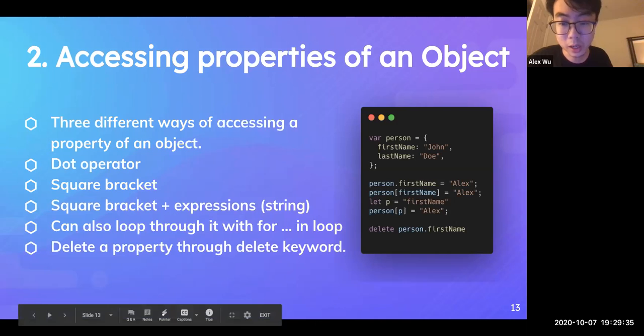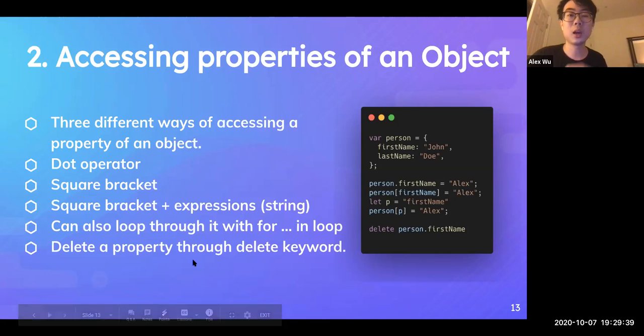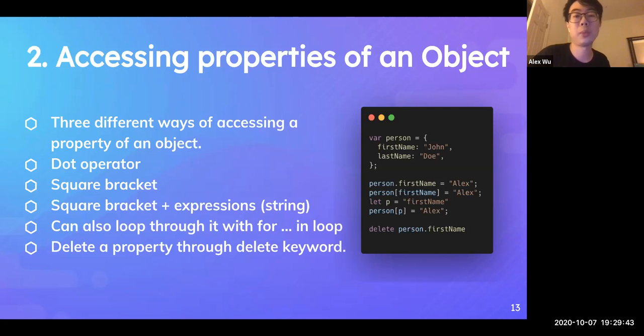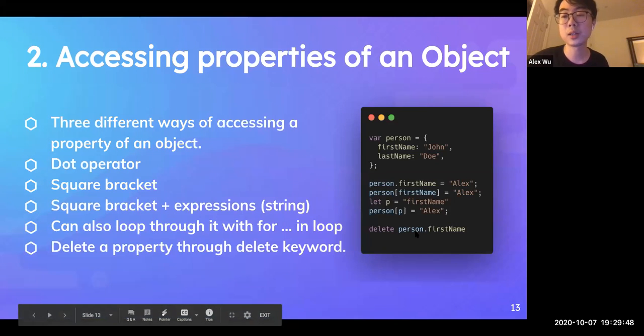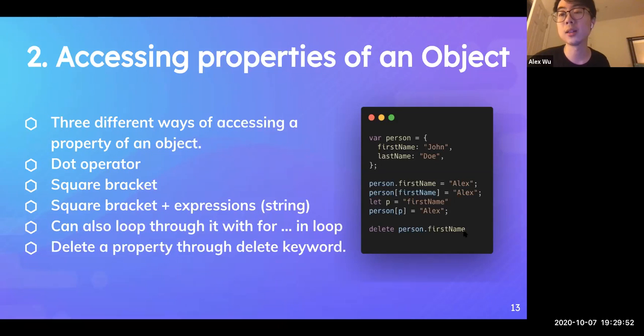Cool. Okay. Also, there's a way for us to delete a property. How do we delete a property? We use the delete keyword. Essentially, just delete person.firstName or person square bracket first name, and you can delete a property within the object. So these are the three ways to access a property within an object, and also how to delete it. Are there any questions up to this point?